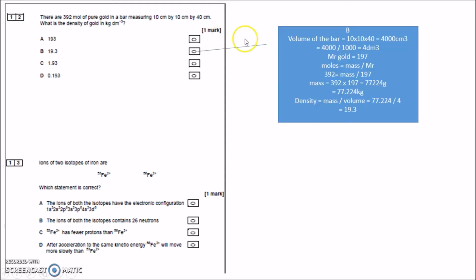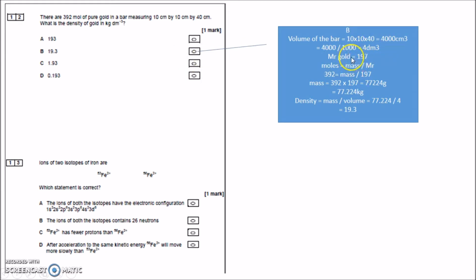So the volume of the bar is 10 multiplied by 10 multiplied by 40. It's 4,000 centimetre cubed. Now here it says it wants the answer in kilograms per decimetre cubed. So to get centimetre cubed into decimetre cubed, a larger unit, I've got to divide by 1,000. 4,000 divided by 1,000 is 4 decimetre cubed.